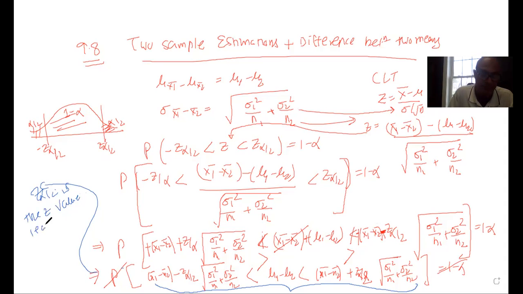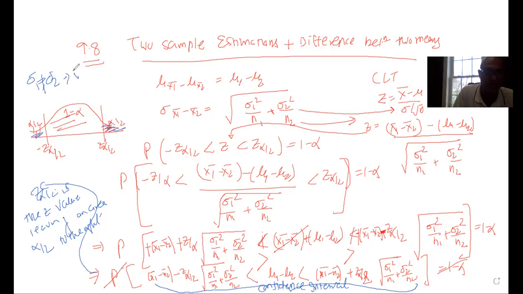leaving an area alpha by 2 to the right, right? Alpha by 2 to the right, and that's why we subtract from this one. So this is nothing but your confidence interval. Whatever the blue line I drew over here, that is your confidence interval with, you can see over here, sigma 1 and sigma 2, they are different and known. So that's how we can prove this one.